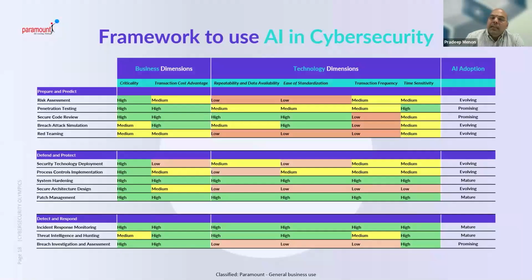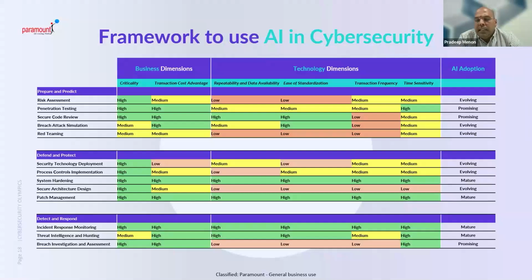So you can see that many of these activities are ready and mature. For instance, the AI adoption maturity for threat intelligence and hunting, incident response monitoring, patch management, and system hardening is at a very mature stage, and you can readily adopt AI for these functions within your cybersecurity department. Certain things which you can partially do are in the promising phase, and the rest are in the evolving phase.